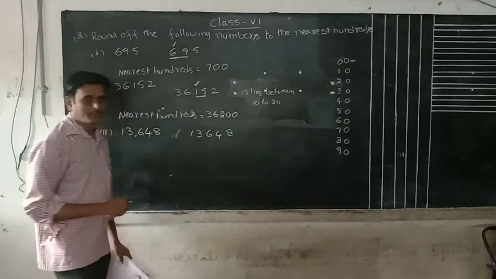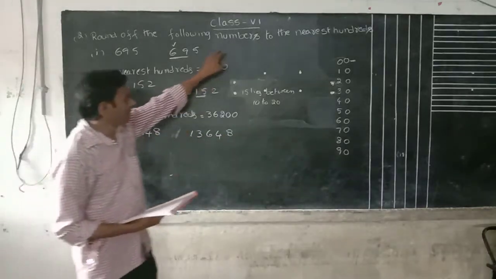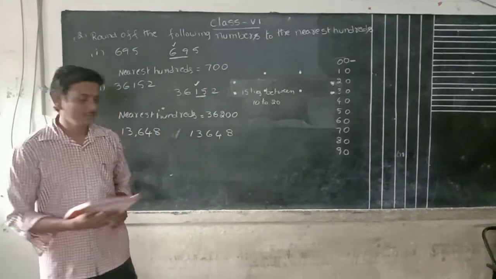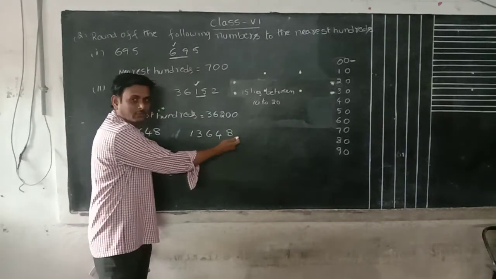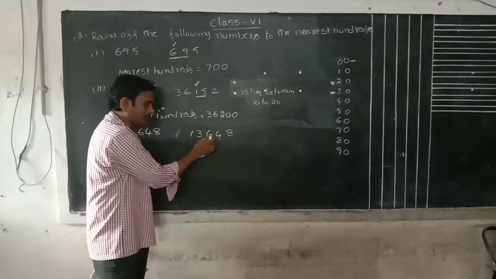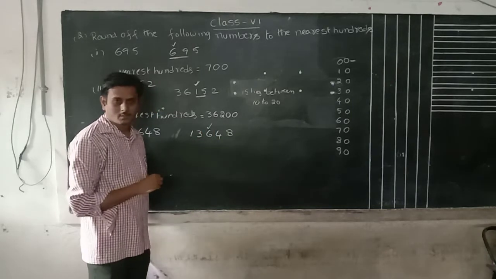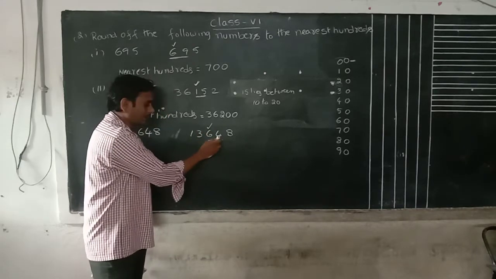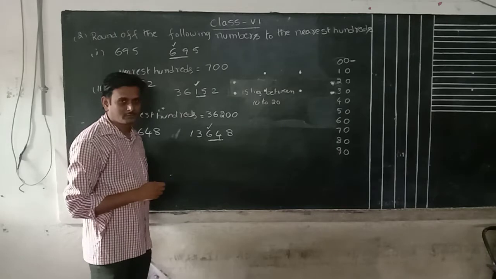13,648. First we want to identify what the question is here. Nearest hundreds. That means the nearest hundred place. Just identify. From the right side onwards we have to take the places: ones, tens, 100. This is the 100 place. On the right side of that place, which digit is there? 4.